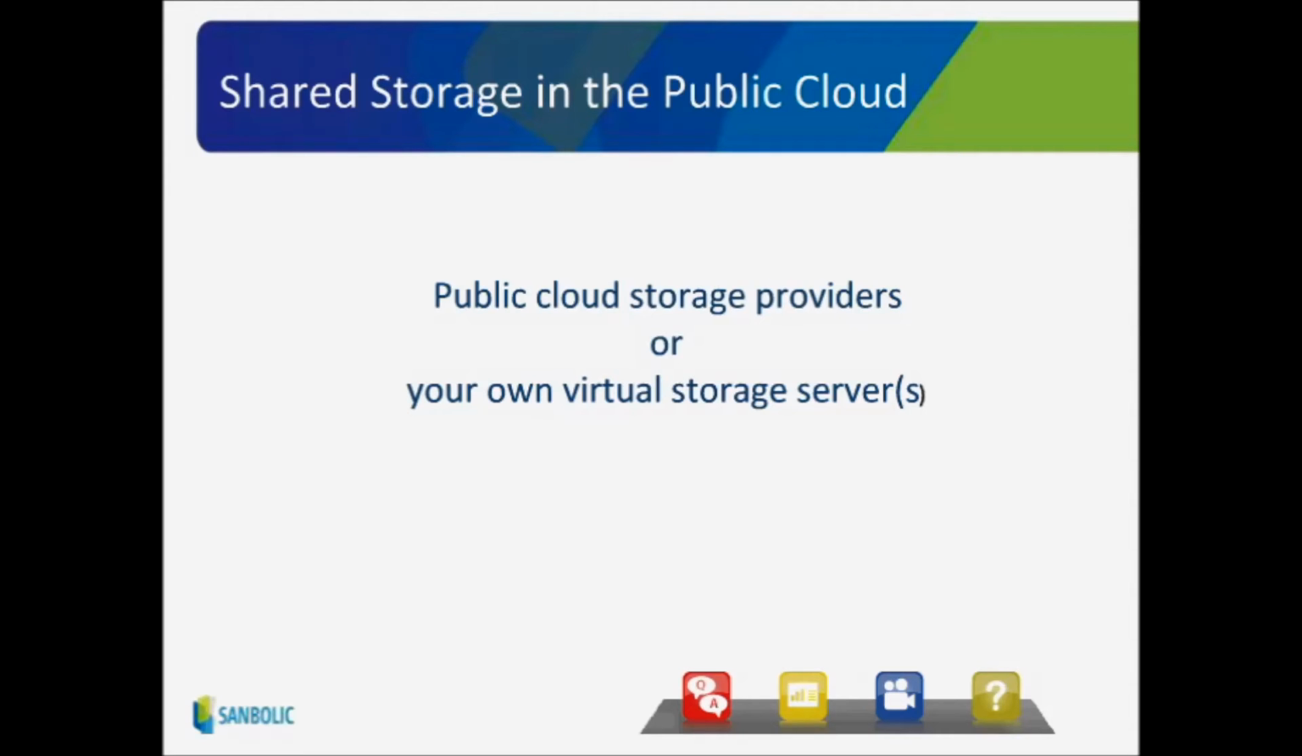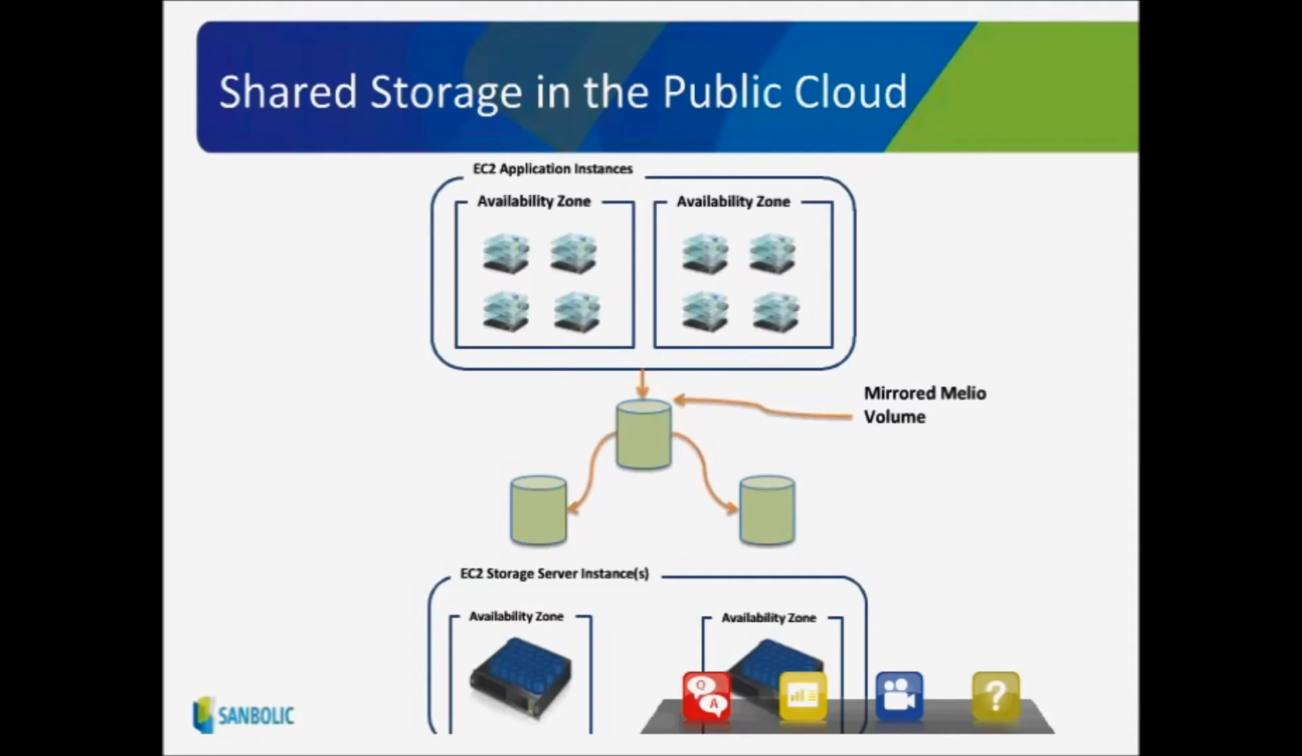Here we can see a snapshot of a potential architecture for doing shared storage in the public cloud. This is using EC2 instances as the virtual storage servers. At the bottom, I have two virtual storage servers. They're in separate availability zones, so that if I have an availability zone failure, I'm not going to lose access to my data. They're presenting two storage targets. Those storage targets can then be accessed by all of my EC2 instances, which can be separated into different availability zones.